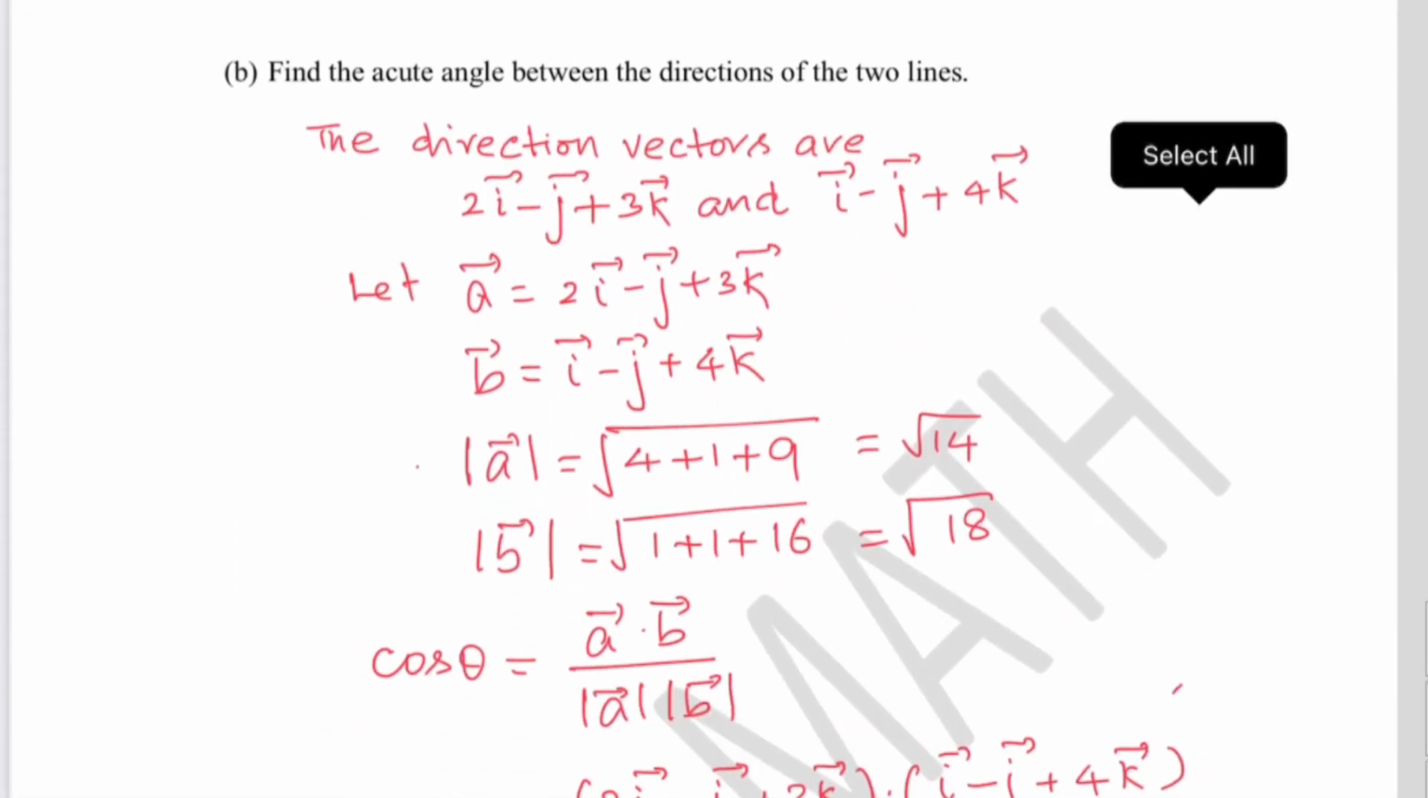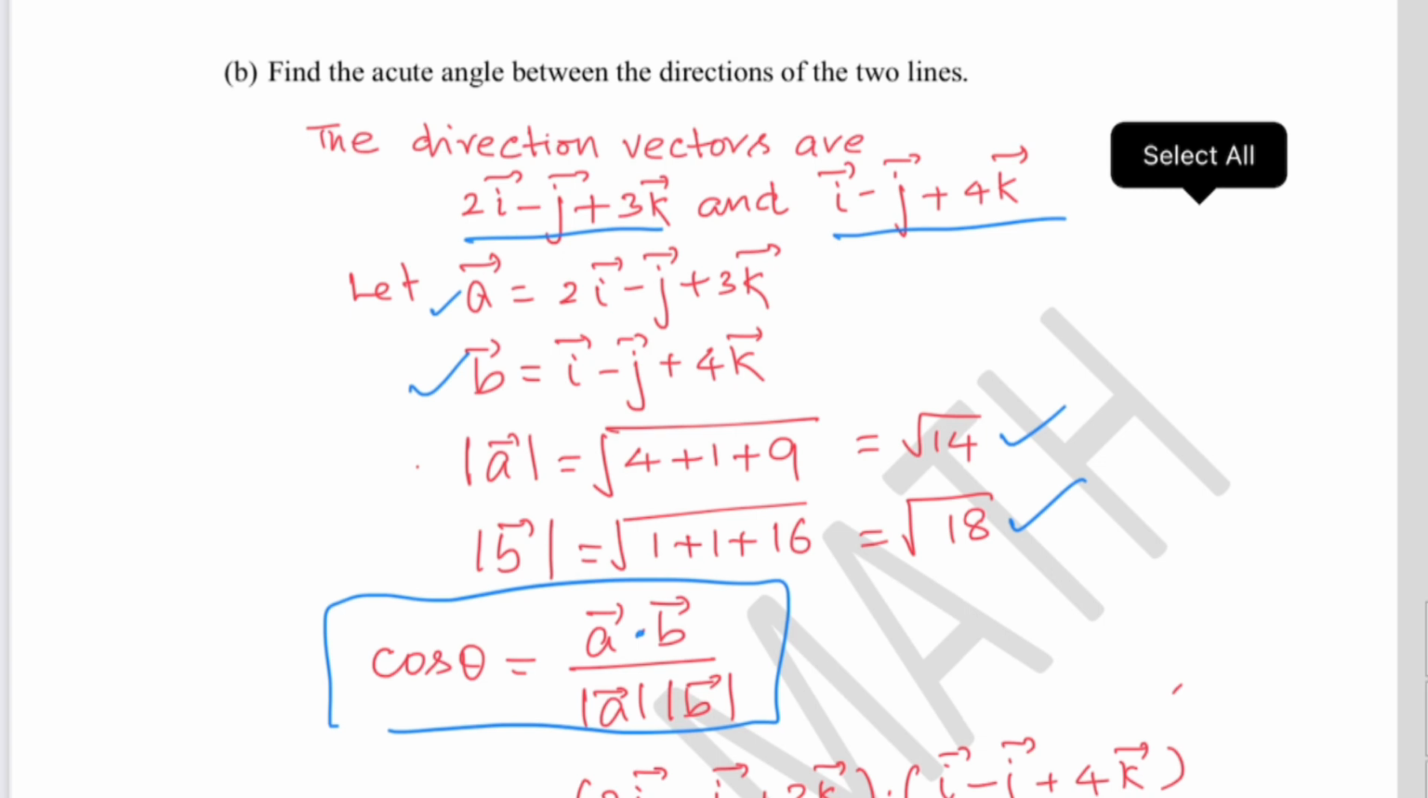Now find the acute angle between the directions of the two lines. The direction vectors are 2i minus j plus 3k, and i minus j plus 4k. Name these as A vector and B vector. The magnitude of A is the square root of the sum of squares of the i, j and k components: 2 squared plus 1 squared plus 3 squared gives root 14. The magnitude of B is 1 squared plus minus 1 squared plus 4 squared, which gives root 18. The formula to find the angle between two vectors is the scalar product A dot B over magnitude of A times magnitude of B.